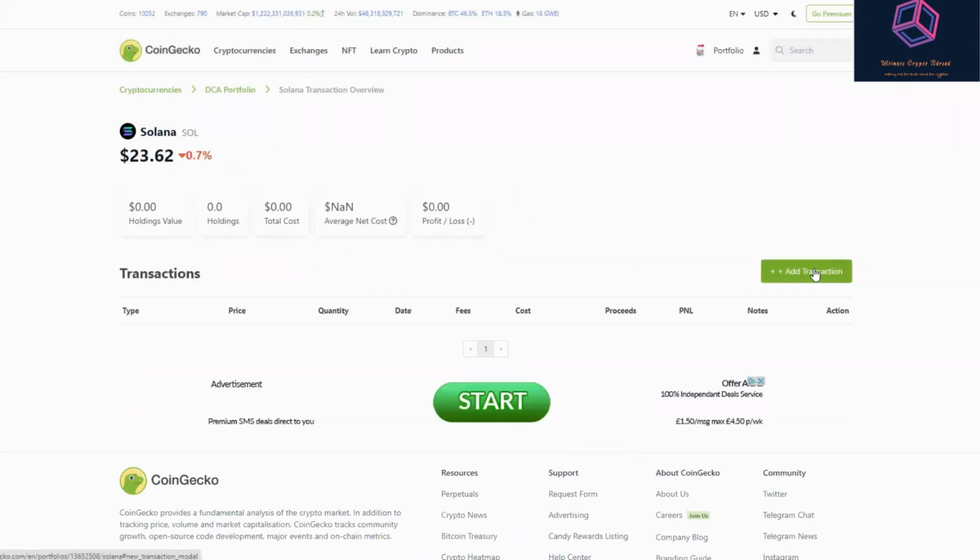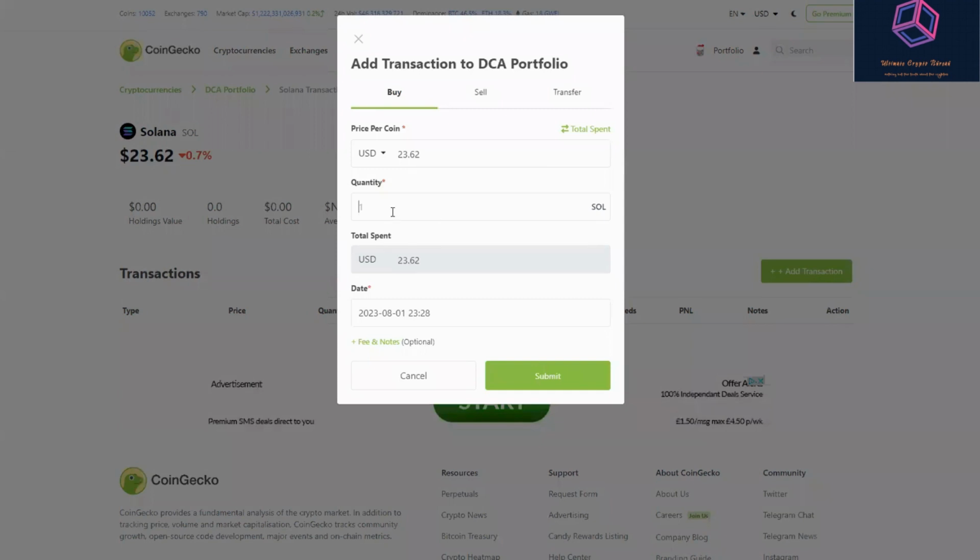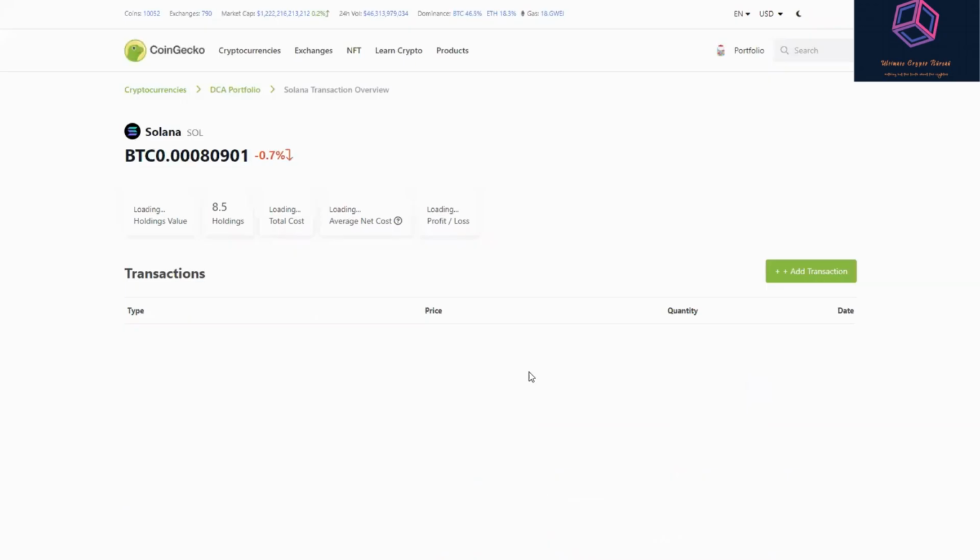Now, I'm going to do the same thing. I'm going to invest $1,000 in Solana. So I'm going to use around 8.5, right? Okay. So 8.5 Solanas are bought today, right?